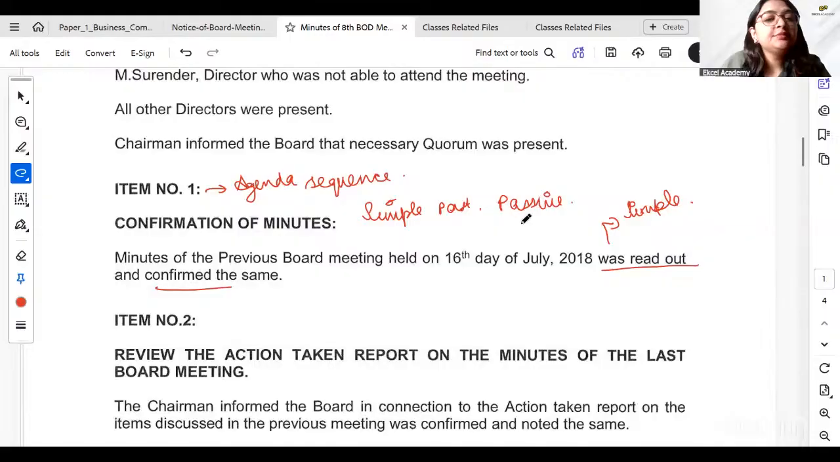Now, is this in passive voice? Let us understand. If it was an active voice, we would have said that the board of directors read out the minutes of the previous board meeting. But what are we saying? We are saying it in a passive voice, saying the minutes were read out.